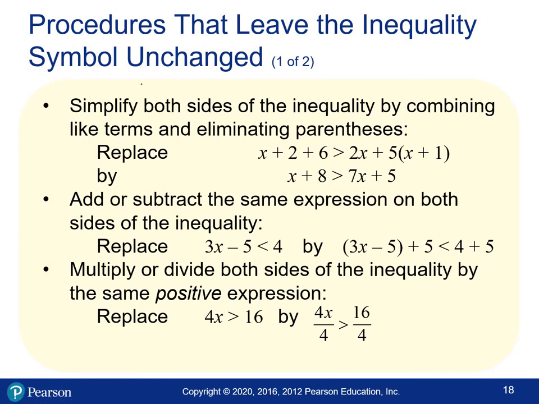Okay, so now we're going to look at some procedures that leave the inequality unchanged, and then next we'll look at some procedures that change the symbol. So pretty much you can simplify both sides of an inequality. You can add or subtract on both sides of the inequality, and you can multiply and divide by something positive, and your inequality symbols will not flip. They won't change direction if you do these things.